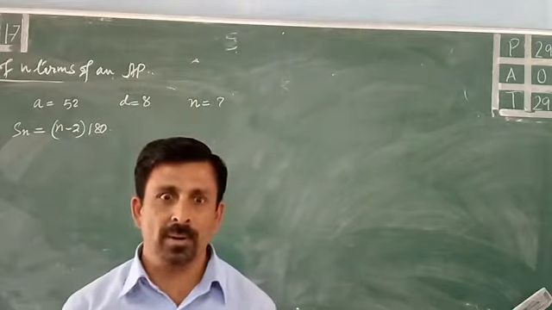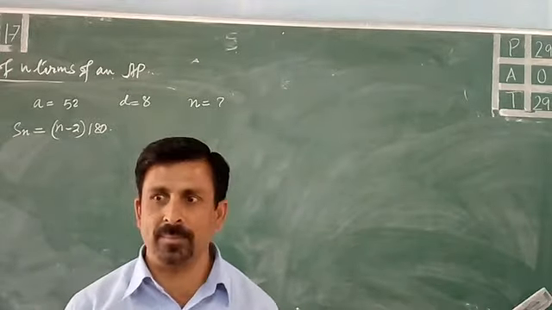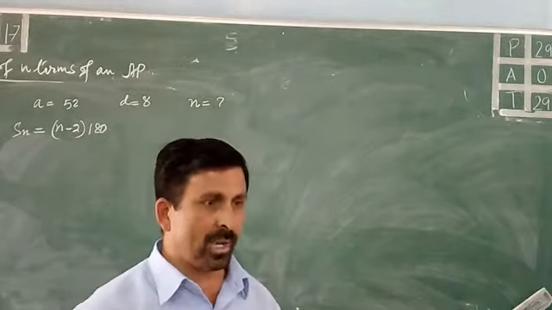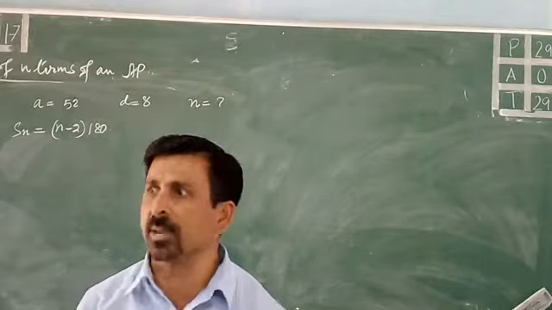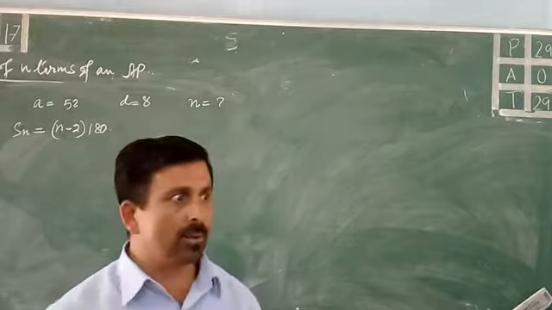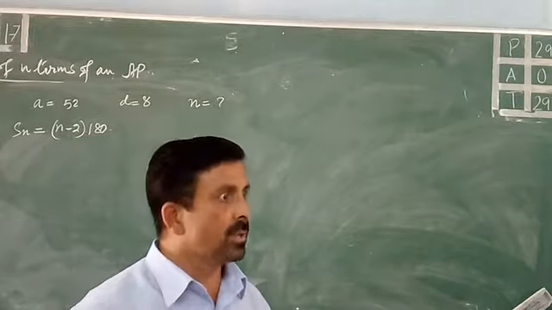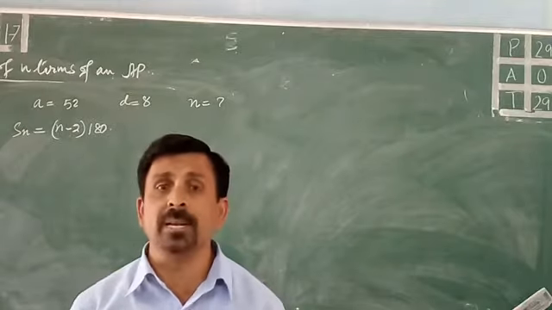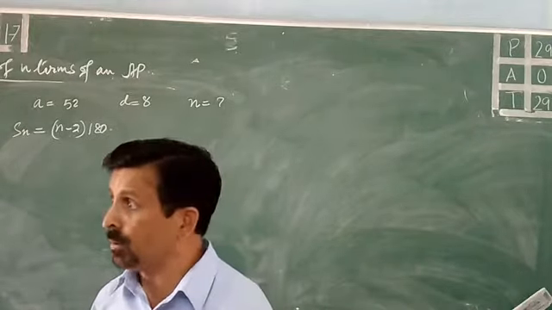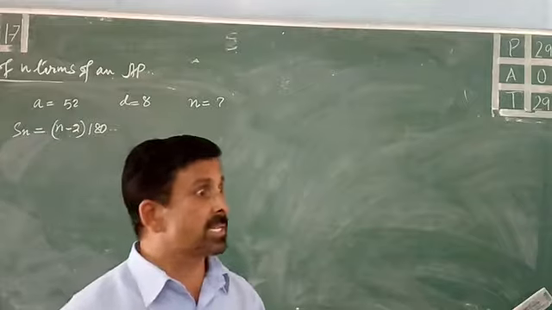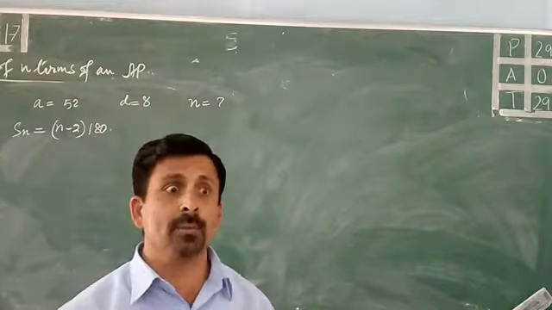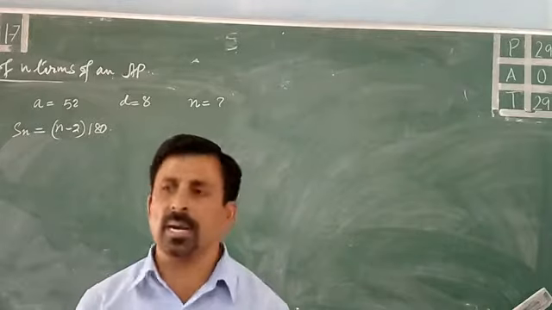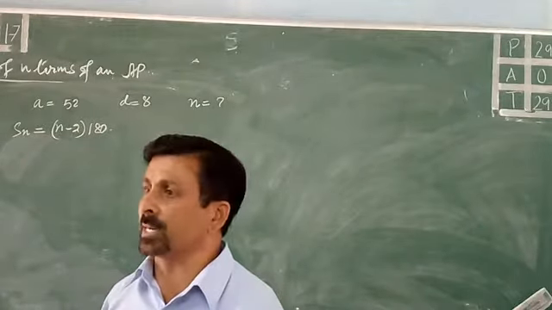Quad means 4, lateral means side. So quadrilateral means a polygon with 4 sides. There are so many types of quadrilateral: square, rectangle, rhombus, trapezium, parallelogram, and so on. Now the sum of interior angles of a quadrilateral will be different from that of a triangle. Why? Because the number of sides is different. The more the number of sides, the more the interior angle sum. Is this okay? Yes.